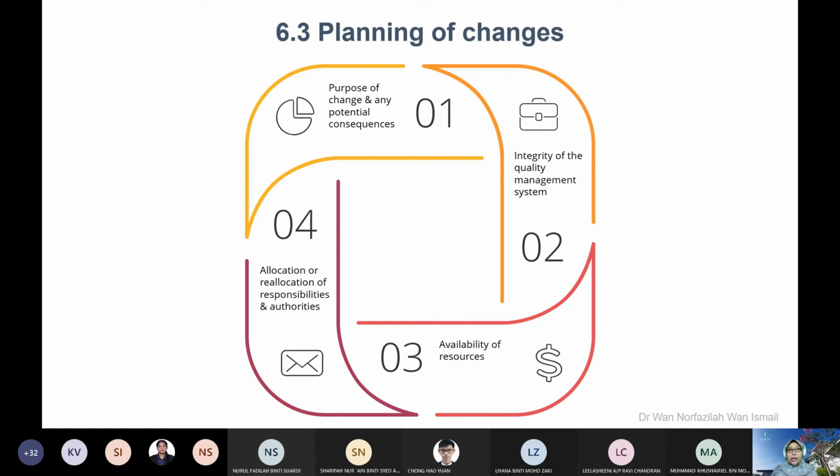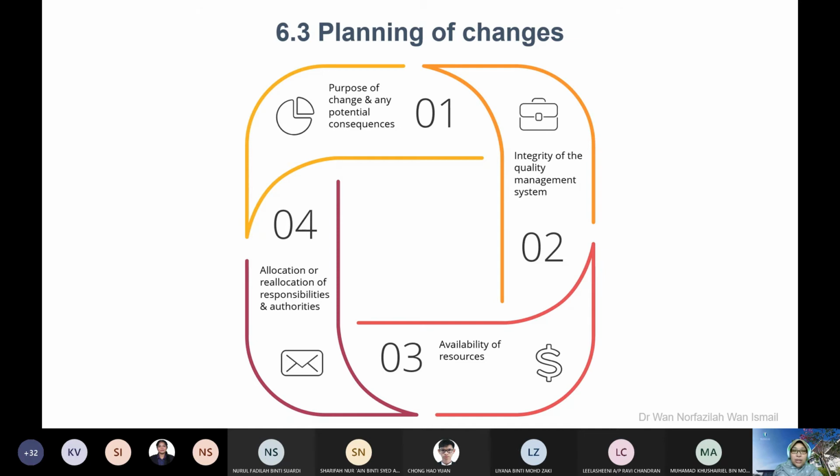GCMS, it needs using electricity. Okay, sorry. When adding a new instrument, you need to consider the electricity. Okay, is it available? Is it enough to support the new GCMS? Okay, so you need to consider the availability of resources. Or space. Space dekat lab tu. Muat tak nak letak satu lagi GCMS baru? So that is the availability of resources.